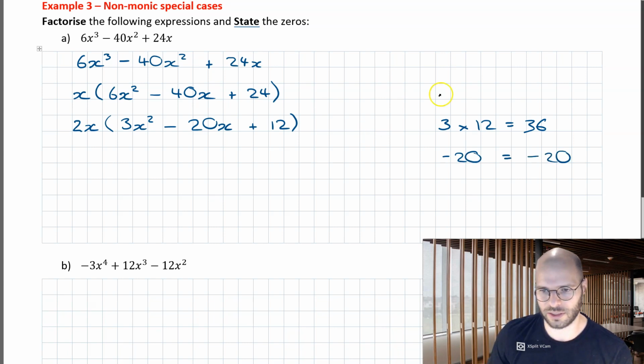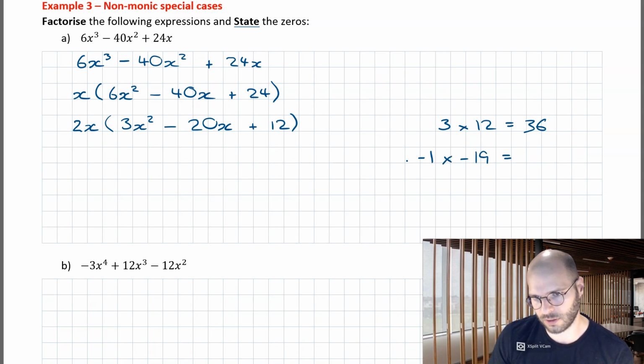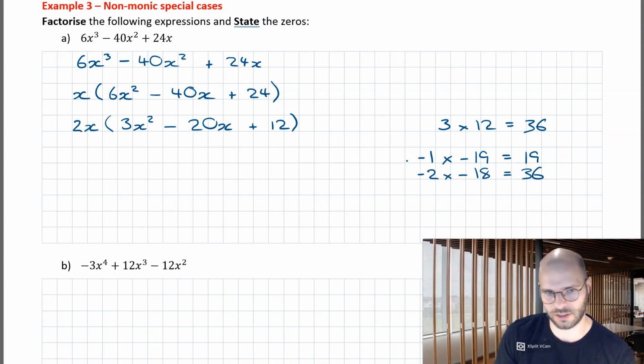minus 20. Now we can see that this is negative and the product target's positive. So that infers that the coefficients of the number we split will both be negative. So because of that, the first number will be minus 1 and the second number will be minus 19. And if I change this to times, then it's going to be 19. Stepping this up, I'm trying to hit 36, so I'll go minus 2 times minus 18, and that will give us what we're looking for, 36.